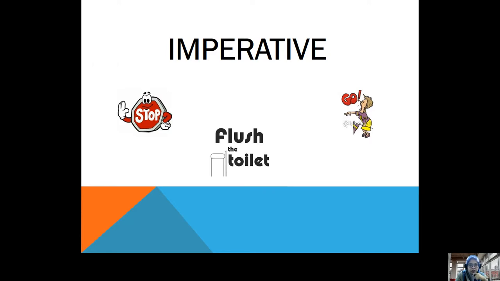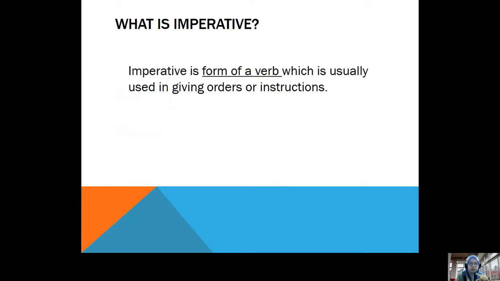element in instruction is imperatives. Okay. What is imperative? Imperative is a form of a verb which is usually used in giving orders or instructions. Okay, imperative ni adalah verb. Tapi verb ni yang digunakan untuk memberi arahan ataupun memberi order. Instruction tu samalah kan. Okay, yang untuk memberi arahan.